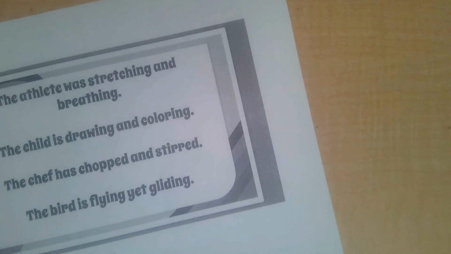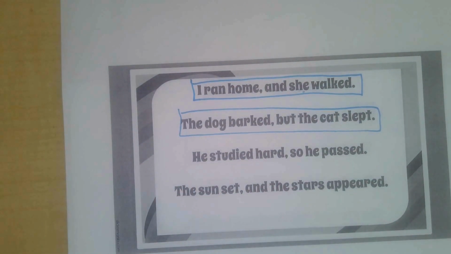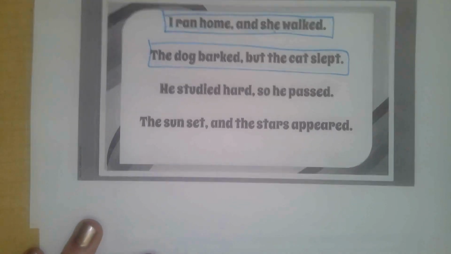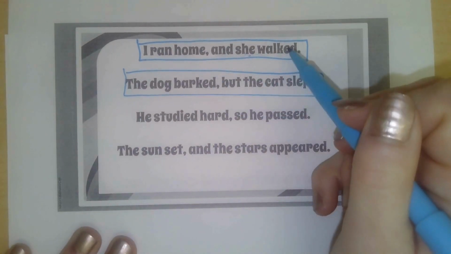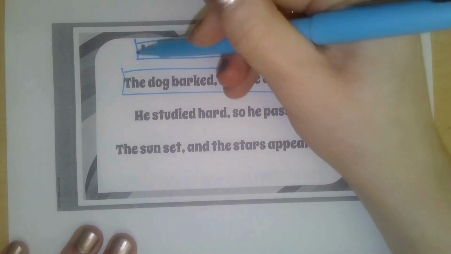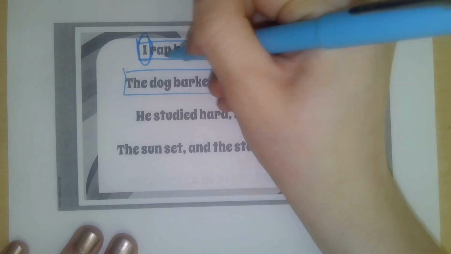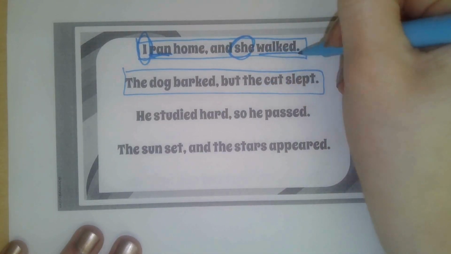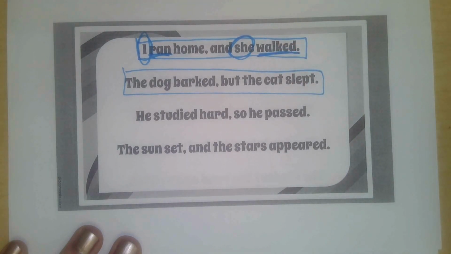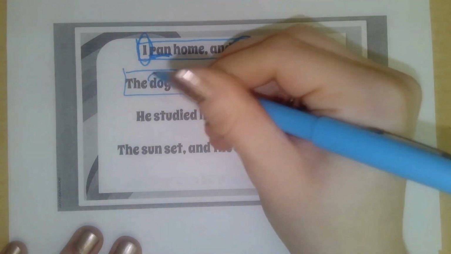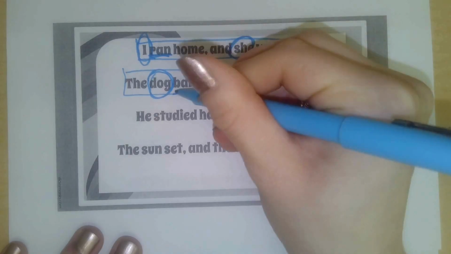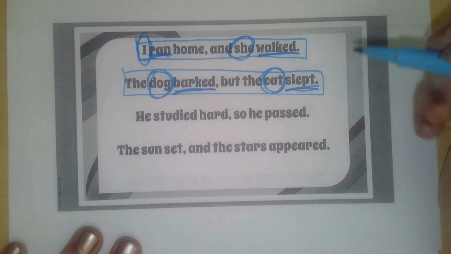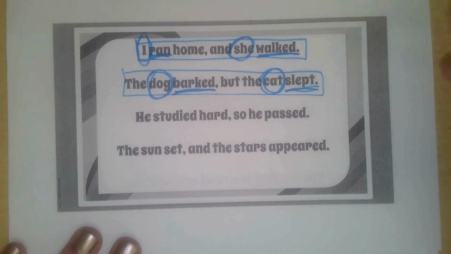Now, one more type of compound sentence to do. I ran home and she walked. The dog barked, but the cat slept. These are complete sentences that are combined using a conjunction. We have one subject, I, one verb, ran. We have another subject, she, another verb, walked. Again, the dog, one subject, barked, but the cat slept. So we have two different sets of subject and verb in each sentence.